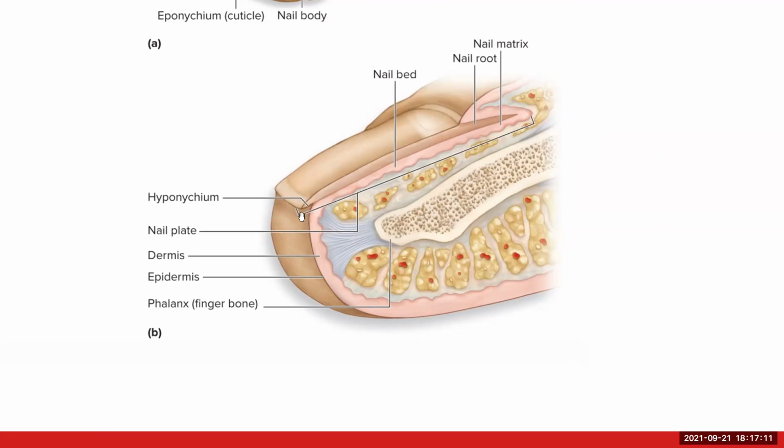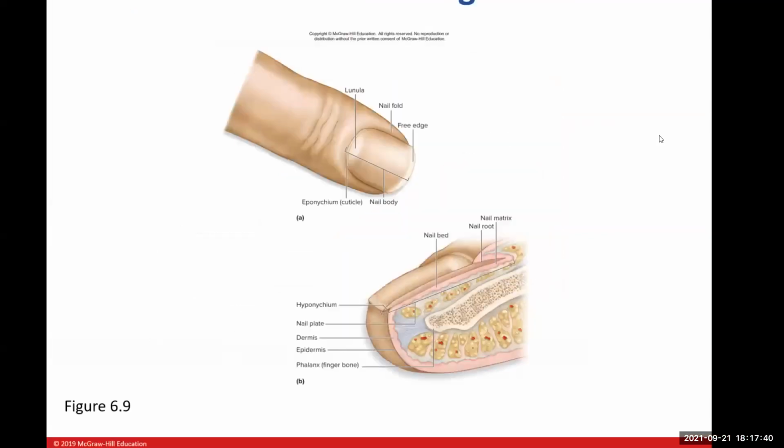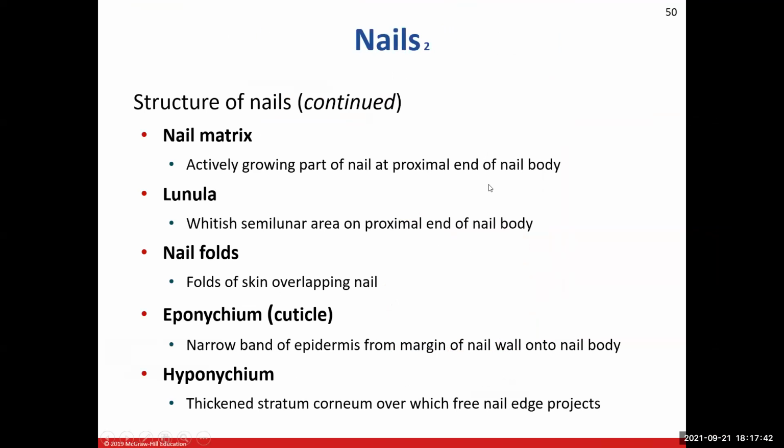And then finally, you'll notice where the free edge of the nail overhangs the distal portion of your finger. You have a small area right under here called the hyponychium, and that's just a thickened area of the stratum corneum. If you were to cut the nail too short, you would be able to see that pretty easily. All right, so that's it for the nails.